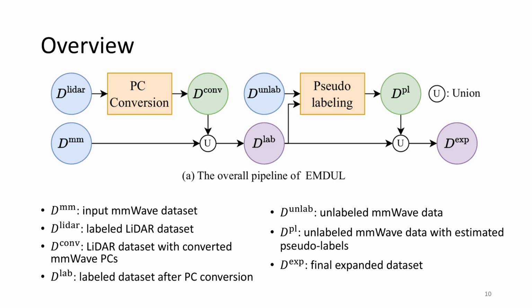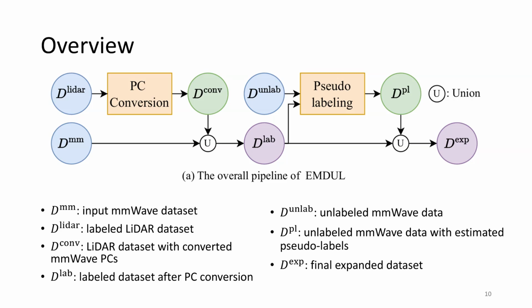Now I will introduce the proposed method, EMDUL. The main idea is to expand a small labeled mmWave dataset from two directions, using unlabeled mmWave data through pseudo-labeling, and using LiDAR datasets through point cloud conversion. This page shows the overall pipeline. We start with an input labeled mmWave dataset and an annotated LiDAR dataset.